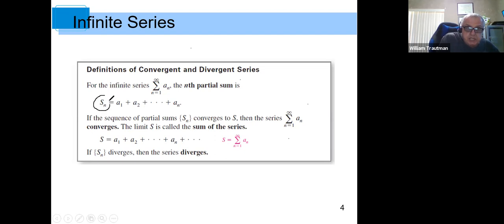Here's another way of saying to add up the summation of the series. You're just going to add, n equals 1, plug it in, find the answer, n equals 2, plug it in, find the answer, and so on. If the summation converges, then the limit of S is called the sum of the series. It's almost semantics here, but it says if the sequence of partial sums converges, then the series converges. The limit is the sum of the series, and if Sn diverges, then the series diverges.